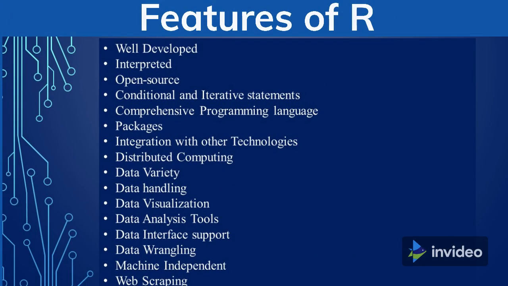Let's understand the key characteristics of R language. As stated earlier, it is a programming language and software environment for statistical analysis. Some of the key characteristics of R language are well developed, interpreted, open source, support for conditional and iterative statements, comprehensive programming language, packages, integration with other technologies, distributed computing, data variety, data handling, data visualization, data analysis, data interface support, data wrangling, machine independent, and web scraping. Let's understand these features one by one.